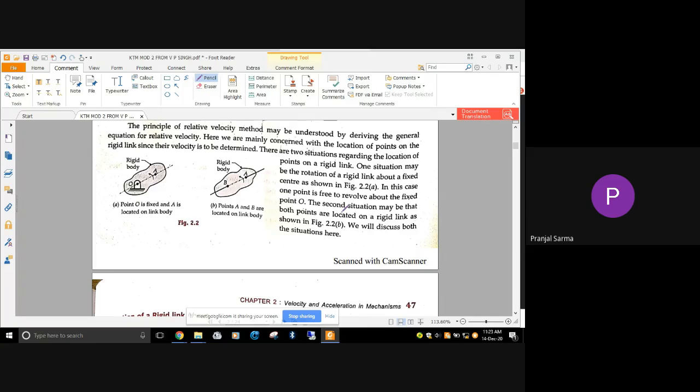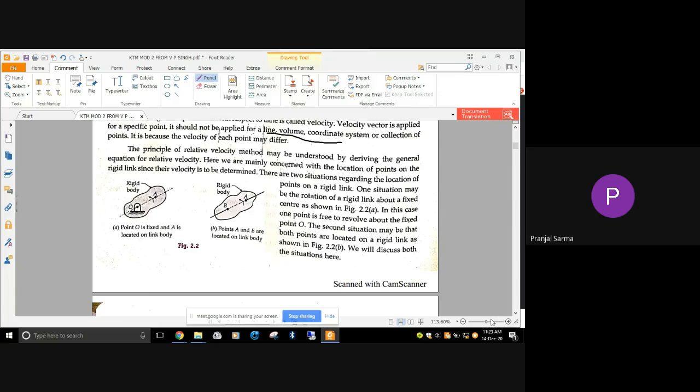Now there are two basic situations regarding the location of the points on a rigid link. One situation is the rotation of a rigid link about a fixed center, where one point is free to revolve about the fixed center. The second situation is such that both the points are located on the same rigid link. So there may be these two particular situations.